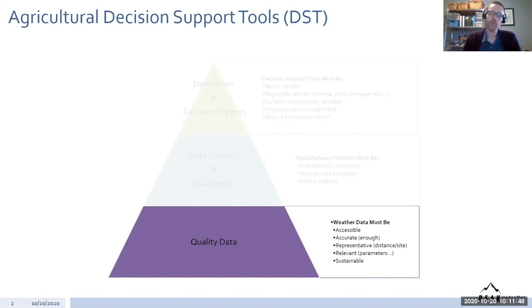Does it have the relevant parameters? Do I need hourly data, daily data, which measurements: temperature, humidity, solar radiation, those types of things. And the other big thing, of course, is sustainability. Talon alluded to it with funding and things like that. It costs a lot to build and maintain a network. So I think those are things that definitely need to be looked at.